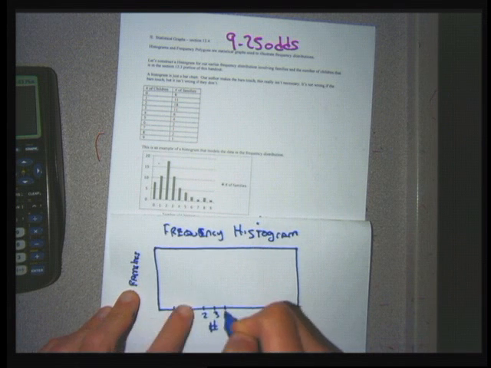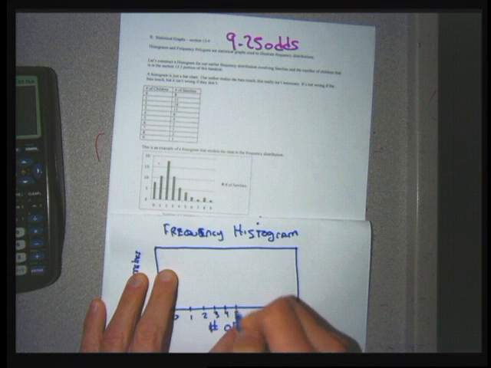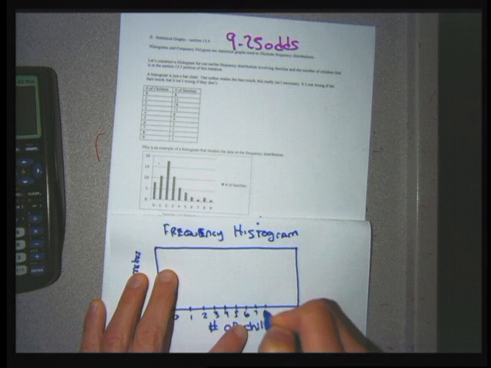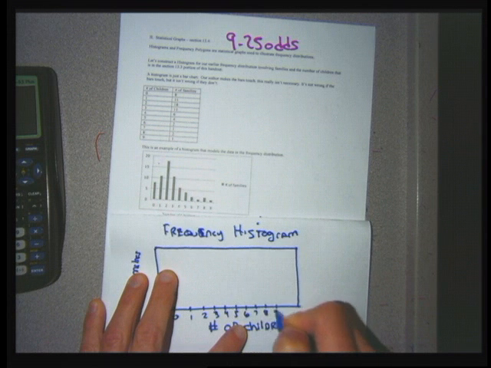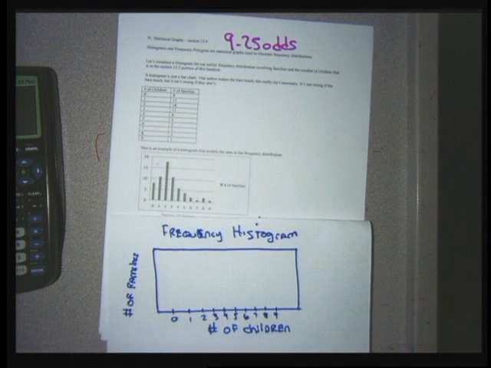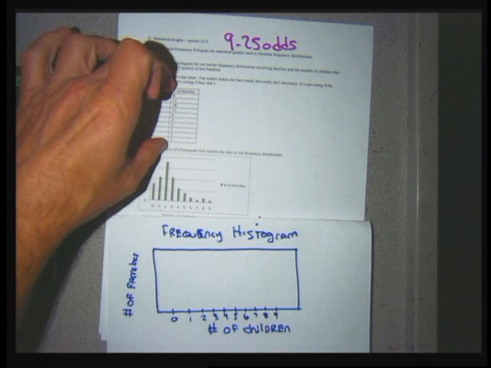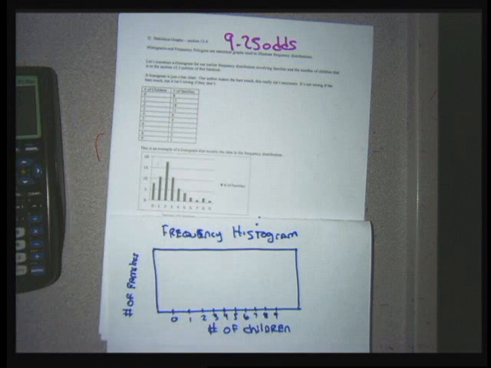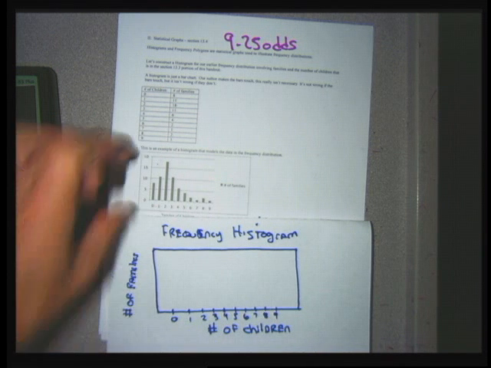I don't have to go before 0 because no family had less than 0 children, and I don't have to go over 9. And now that's the bottom. On the vertical axis, I need to get the number of families between 1 family and 18 families. And I like the way that Excel did it.